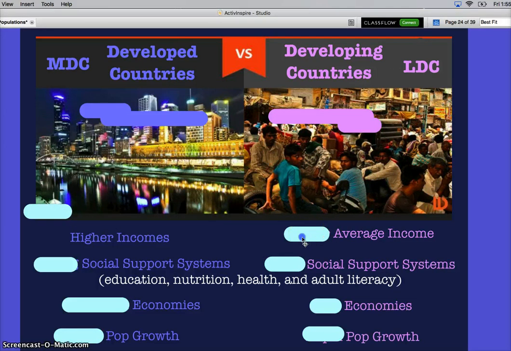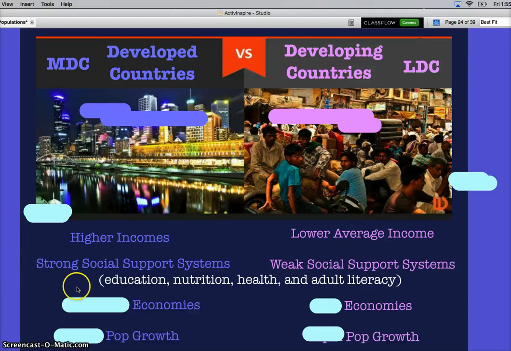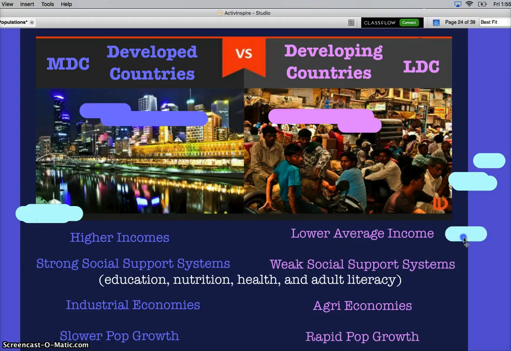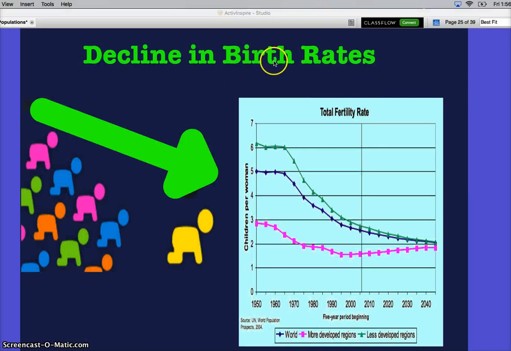We have higher incomes. We have stronger support systems. What kind of economy do we have? If we have industrial, what do they have? Agricultural. Good. And our population grows somewhat slow, and theirs grows pretty fast. And you're going to see that when I give you some curves. We're going to look at the history of birth rates when we study at the end of this unit. But right now I want to show you the consistent pattern that's been going on with birth rates since the 1950s. So we had a little bit of, it really hasn't been stable. It really has declined. No matter where you are, more developed, less developed, the world, a decline in birth rates.